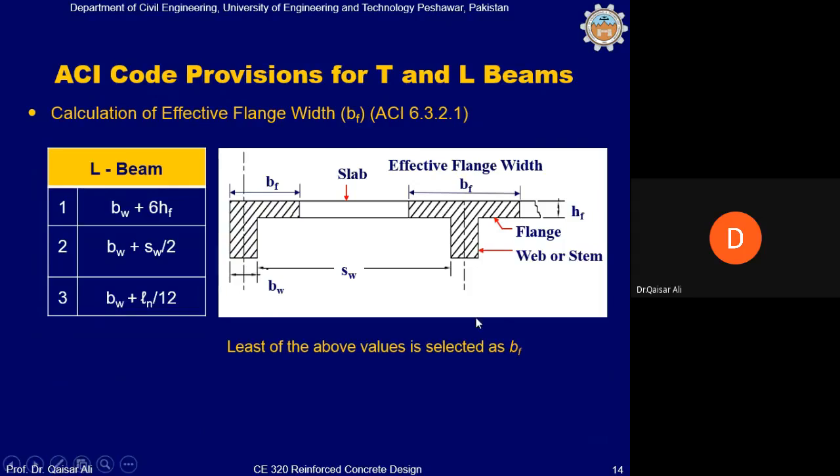In the case of L beam, the equations are slightly changed. Instead of bw plus 16 hf, it is bw plus 6 hf. For bw plus sw, it is bw plus sw divided by 2, and instead of bw plus Ln divided by 4, it is bw plus Ln divided by 12. From this, we will calculate the flange width bf in the case of T and L. The least value will be used in both cases.